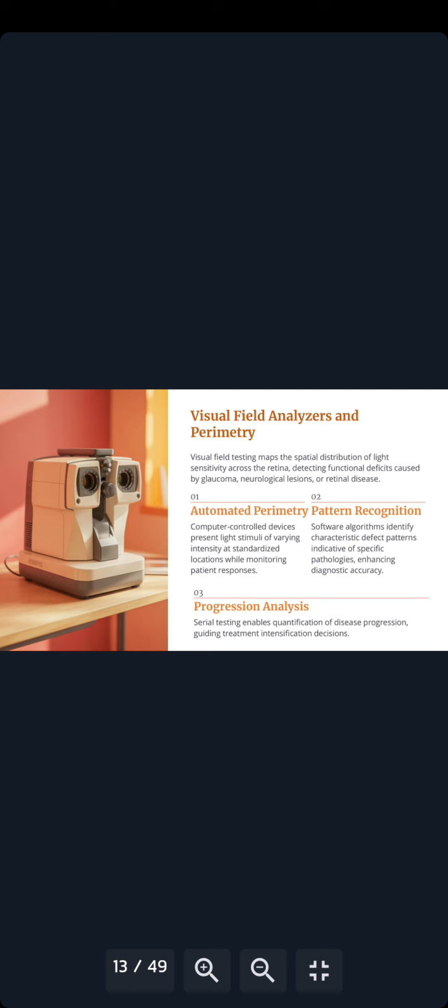And we also have progression analysis. There would be serial testing, where you consider the differences between these tests to see the progression for your patients. I mean, is there any need to intensify the treatment, or is everything okay?